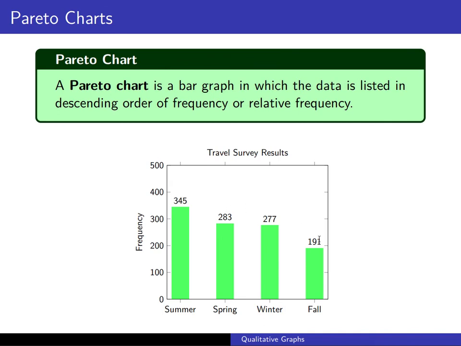Pareto charts are nice because they give you a real quick, instant glance as far as which one has the highest frequency or highest relative frequency, because it's always going to be the very first one farthest to the left.